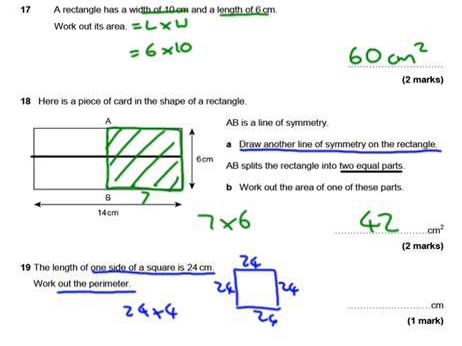So 24 times 4, I'd break it up. So I'd do 20 times 4, which is 80. I'd do 4 times 4, which is 16. So altogether, 24 times 4 is 80 and 16, which is going to be 96. So the perimeter of this square would be 96 centimeters.